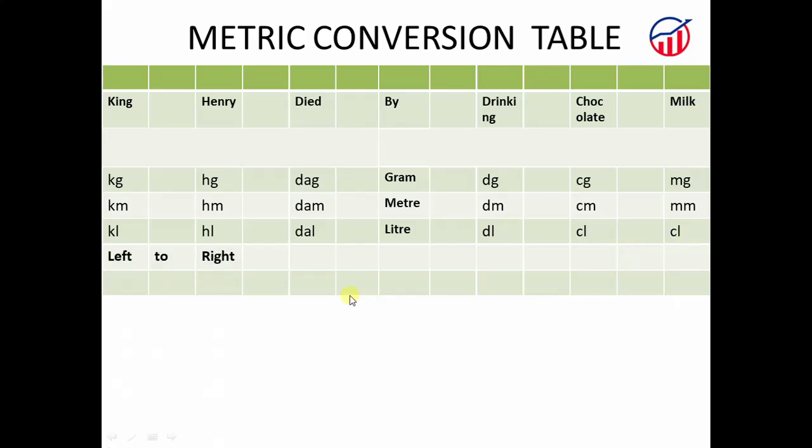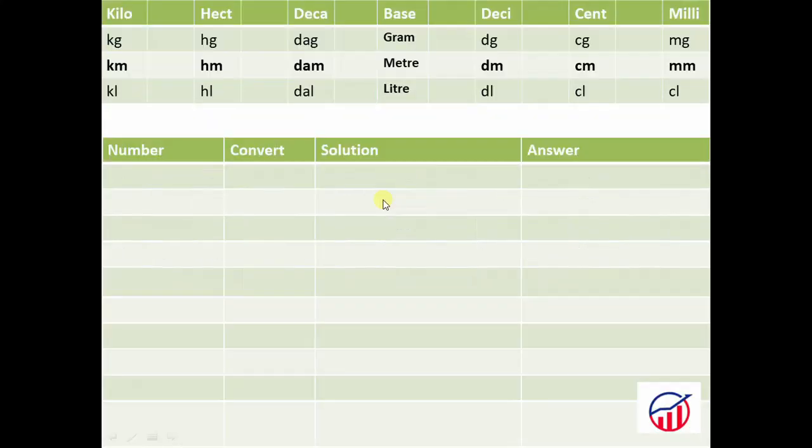So when you move from left to right, you multiply. That means when you're moving from a bigger unit, let's say from a kilogram to a gram, you're going to multiply. And when you go the opposite way, right to left, that means when you're going from a smaller unit to the bigger unit, you're going to divide. Okay, so let's go about solving a few examples. So we have your conversion table over here. You can see this is the base, gram, meter, liter, and you have accordingly from kilo to milli.